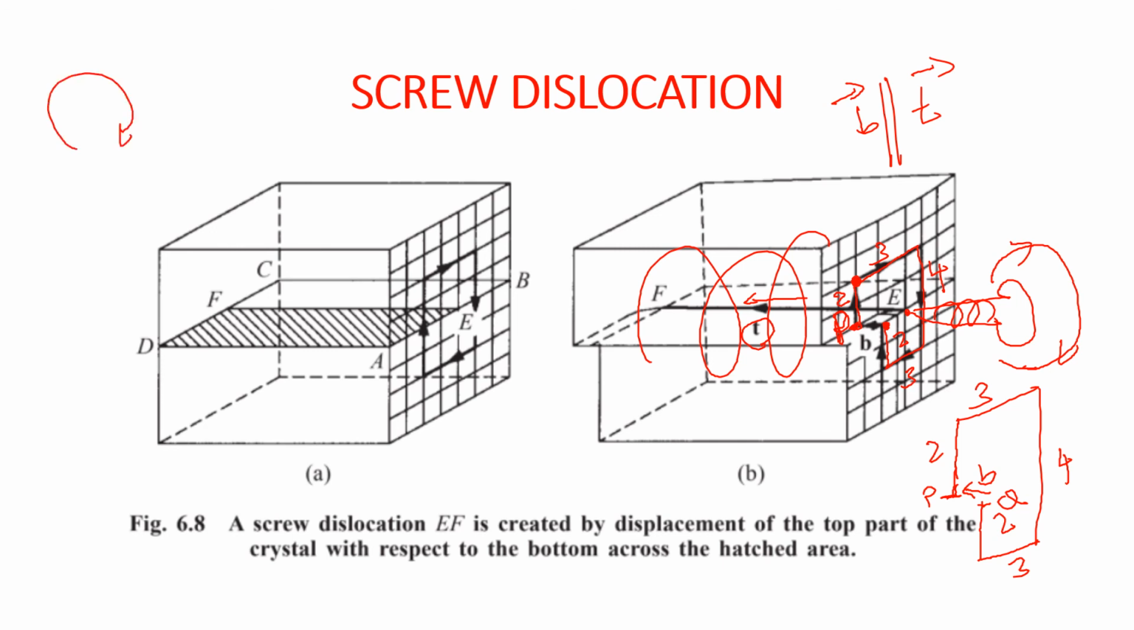One is in this direction, and the other one is in the opposite, counterclockwise direction, depending on whether the Burgers vector is parallel. So here the Burgers vector B is parallel to T. In the other case, the Burgers vector is anti-parallel to T. So the first one is called a positive, and the next one is called a negative type of screw dislocation.